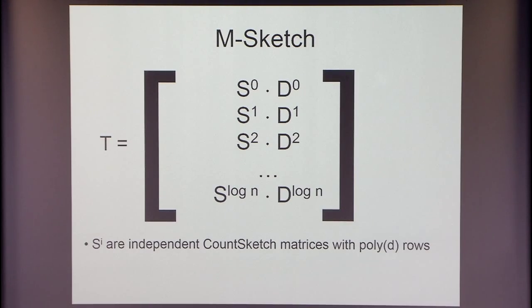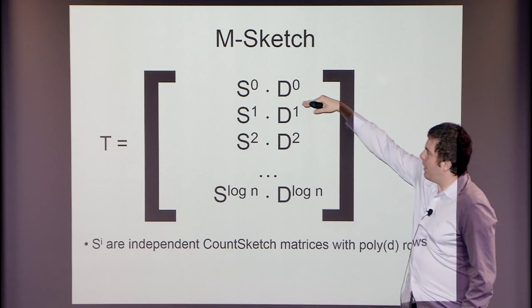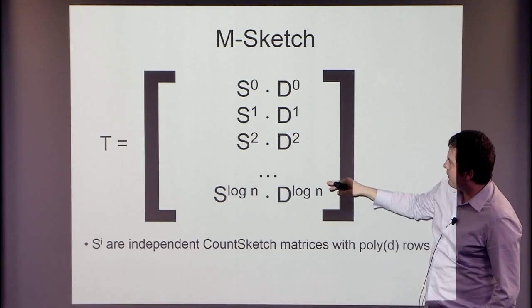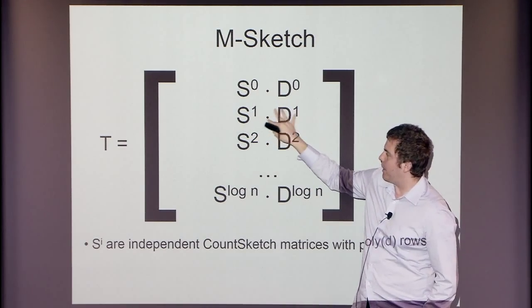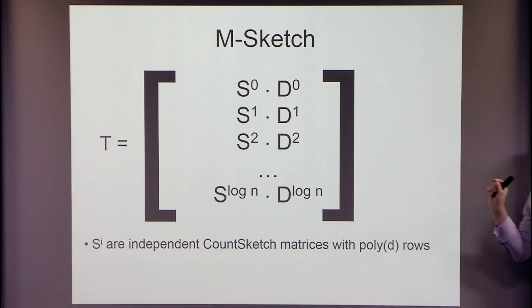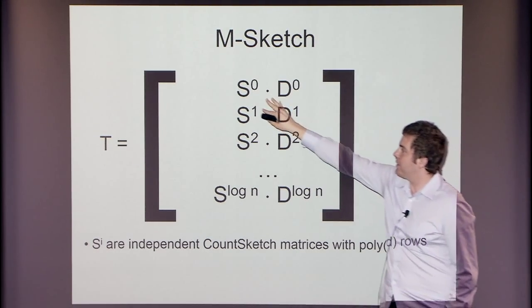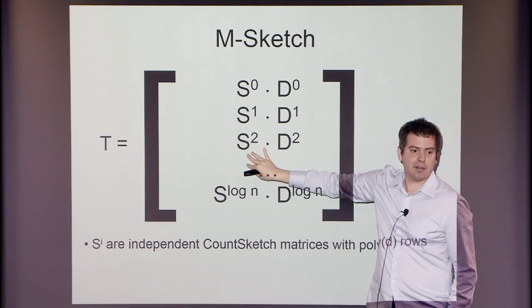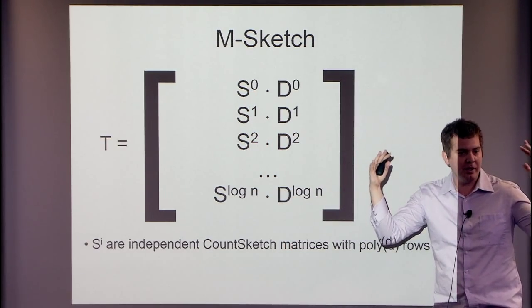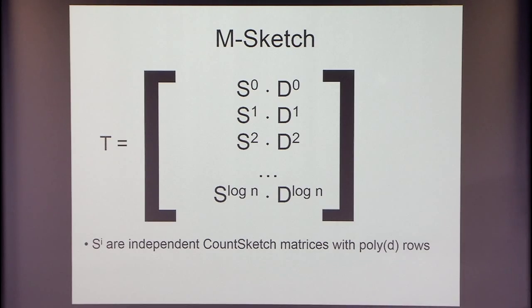So we build upon this result. And for general M-estimators, our sketch looks like the following. So it's a block matrix. What is this matrix? In each block, I have Si times Di for some random matrices Si and Di. The Si are just independent count sketches that we saw on the previous slide. They're just these very sparse 0, 1, minus 1 matrices.